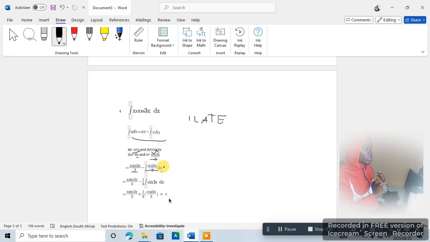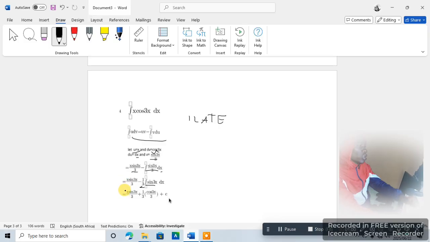So therefore the following step is x multiplied by sine 3x over 3 minus 1 over 3. This 1 over 3 comes from here, where we are just taking out the constant of 1 over 3. Then dx. Now we are going to integrate this one.